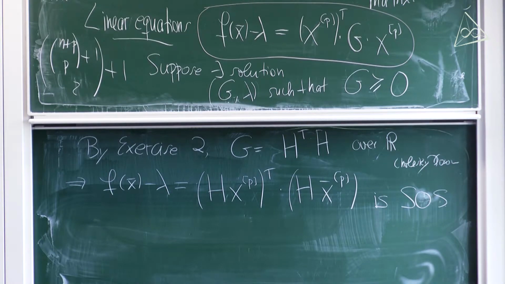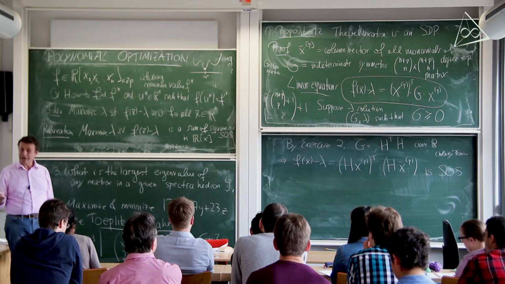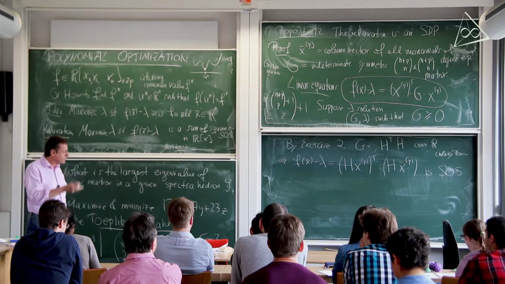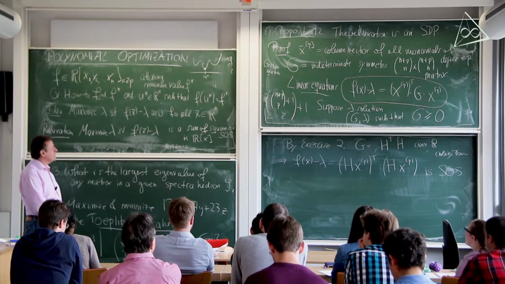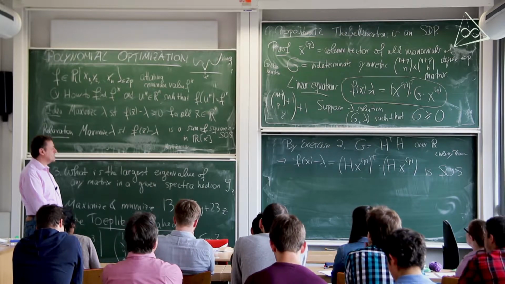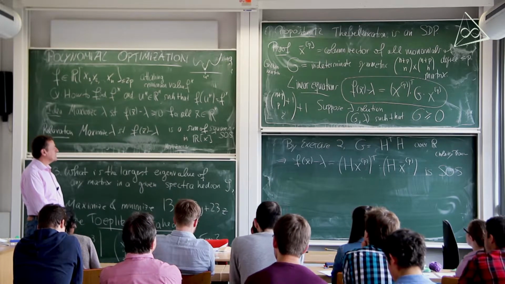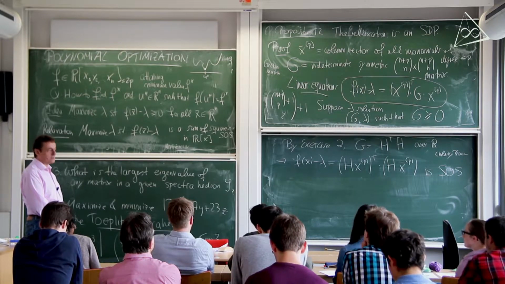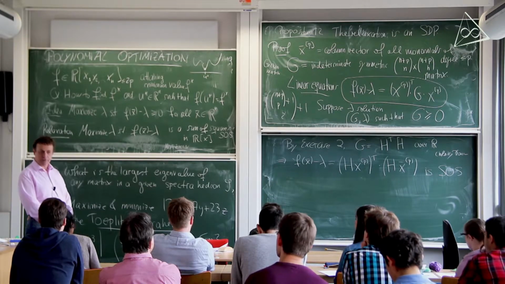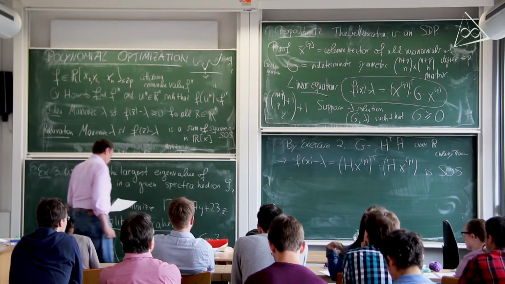But what does it mean to dot a vector with itself? Well, the first entry you square, plus the second entry you square, and so on. So this is a sum of squares representation of F minus lambda. If you can find such a G that's positive semi-definite, then you have found a sum of squares representation for F minus lambda, and hence a certificate for non-negativity.